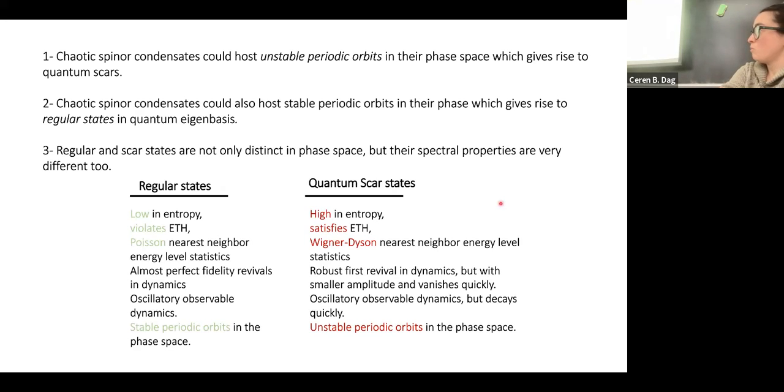Just to recap, regular states were low in entropy, violate ETH so they don't thermalize, show Poisson nearest neighbor level statistics, and are associated with stable periodic orbits, giving rise to robust oscillations in time. While the quantum scarred states are embedded in this high entropy band, they satisfy ETH. When you take an ensemble of this entire area, then you see the ETH. We see Wigner-Dyson nearest neighbor energy level statistics, and they originate really from the unstable periodic orbit, so they are truly quantum scars.